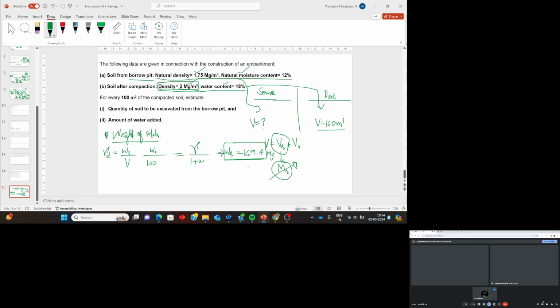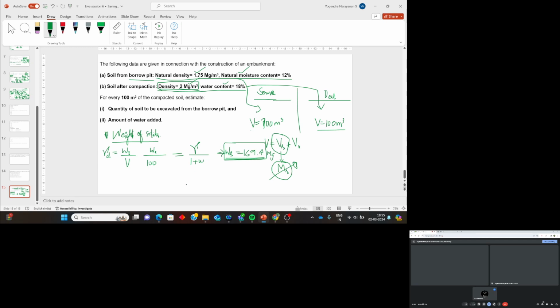Now you have to calculate how much amount of solids you have to get from the borrow pit. Volume will remain for, let us consider, here also I made a small mistake. This also is 100 meter cube. All right. Now you know this part.